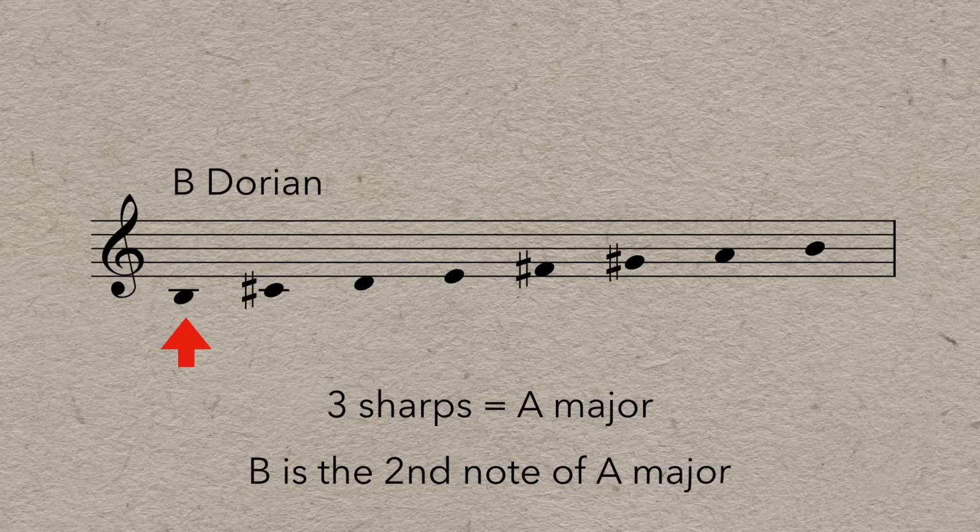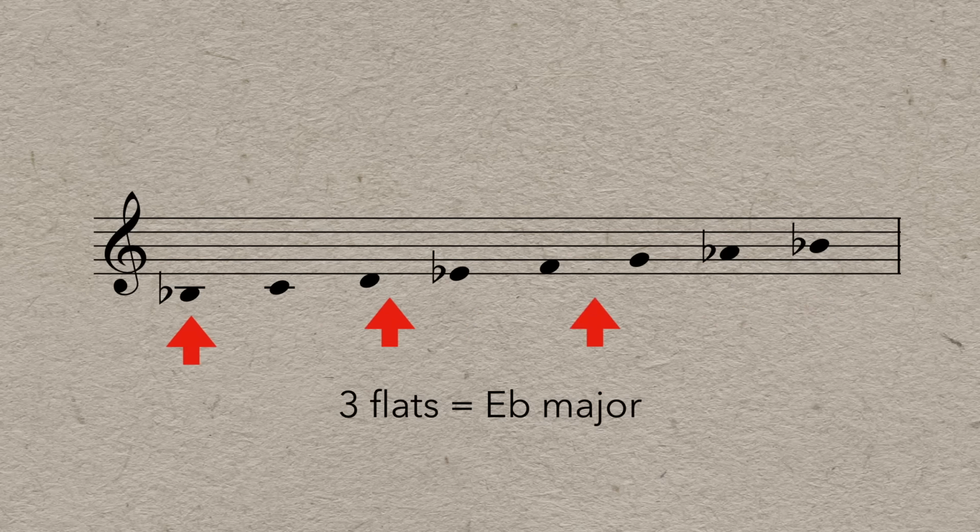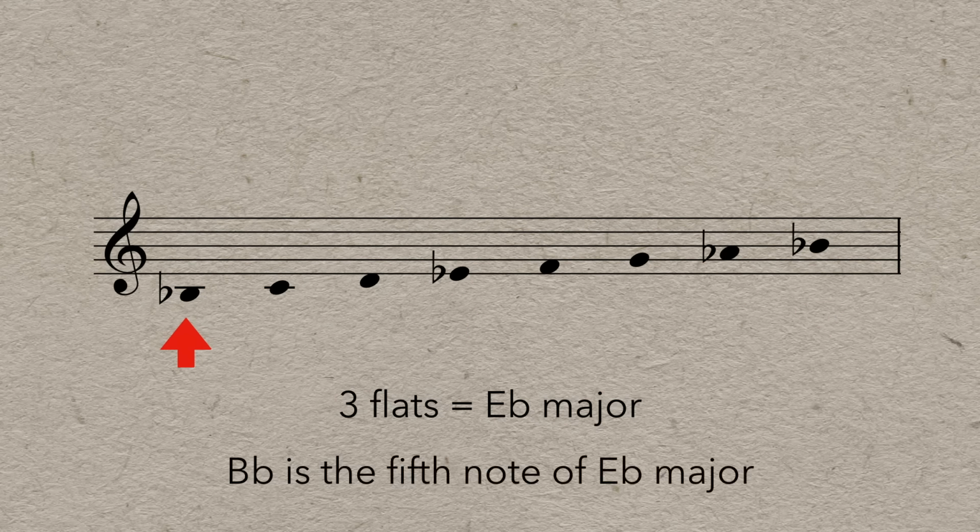Let's try another one. This scale has 3 flats in it, B flat, E flat, and A flat. 3 flats is E flat major. B flat is the 5th note of E flat major, and the 5th mode of a major scale is Mixolydian, so this is B flat Mixolydian.